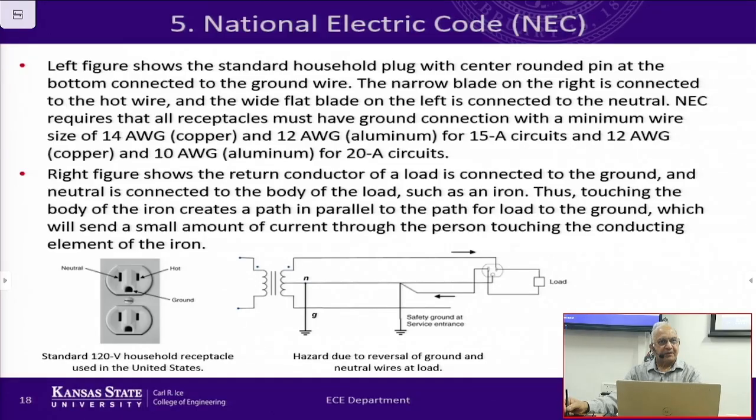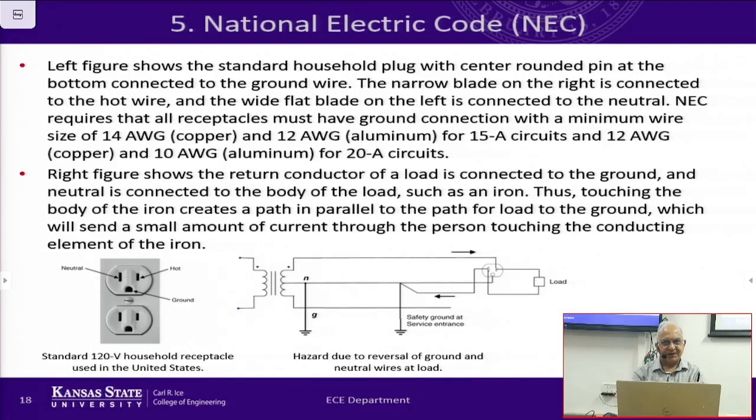But you typically connect the ground wire to the equipment like an iron. So if, instead of ground, you connect the neutral, then what happens is that if you touch the iron, you are actually creating a parallel circuit from the neutral to the ground. So you will get a shock.